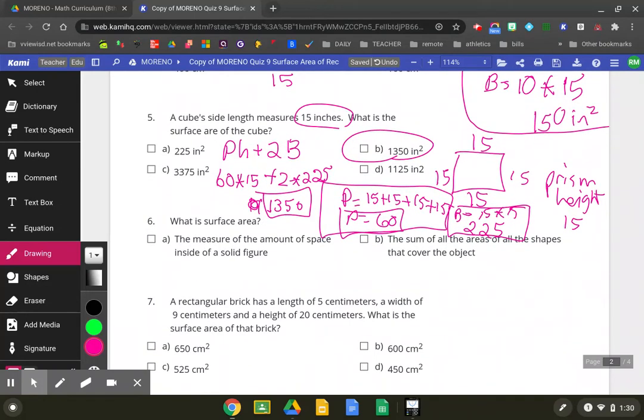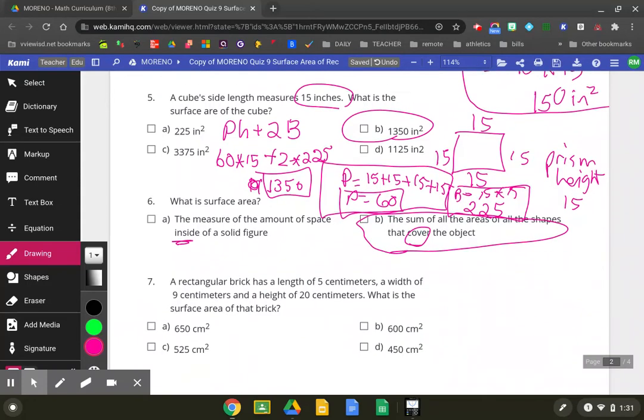It says, what is surface area? The measure of the amount of space inside, or is it the sum of the areas of all the shapes that cover? There's that key word. The answer to this one is letter B. Letter B. All right, number 7.